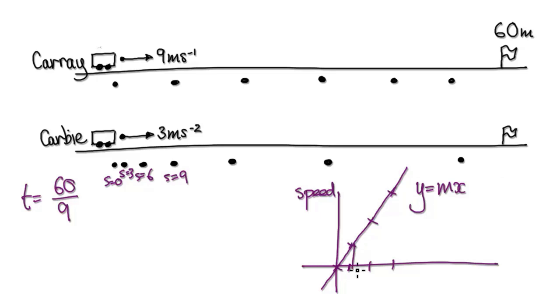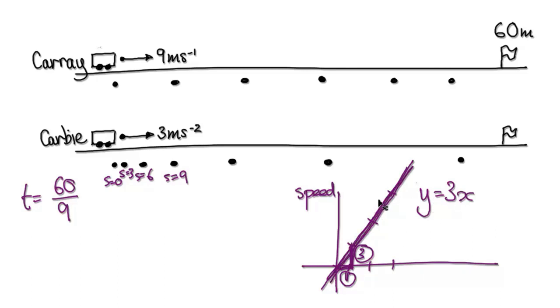If you look at this, the height here will be 3, the cross will be 1. The gradient is always the height divided by the base. 3 divided by 1 is 3. So your equation would be y equals 3x. That's the equation of our line.